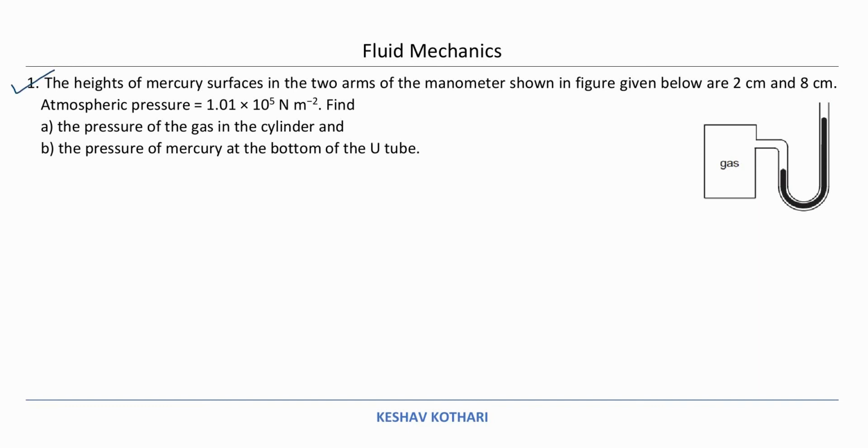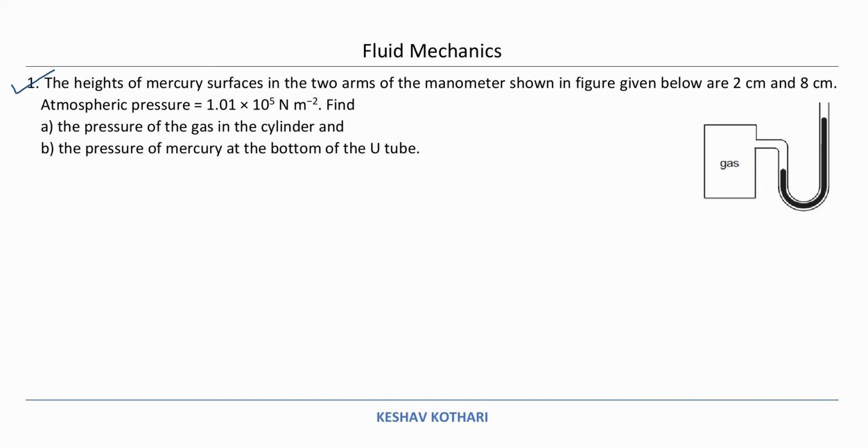Let us deal with the first problem. The heights of mercury surfaces in the two arms of the manometer shown in the figure are 2 centimeter and 8 centimeter respectively. The atmospheric pressure is 1.01 × 10^5 Newton per meter square. Find the pressure of the gas in the cylinder and the pressure of mercury at the bottom of the U-tube. So these are the two questions asked in this problem.